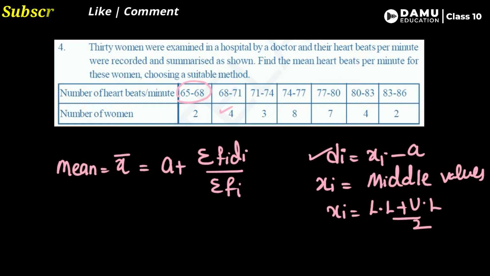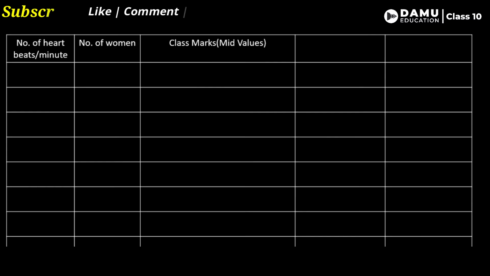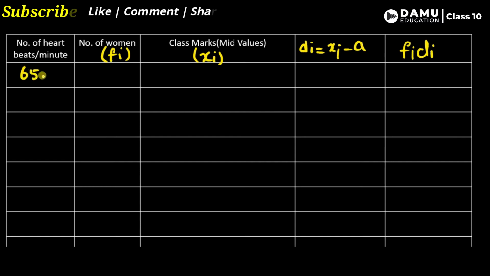So let's move on to the tabular column. We have to find the frequency values. Here the number of heartbeats is given, the number of women we take as Fi, then the class marks, the middle values xi, then the deviation value di equal to xi minus a, that is the assumed mean. We take the assumed mean from the middle values. Then Fi di. So the number of heartbeats: 65 to 68.